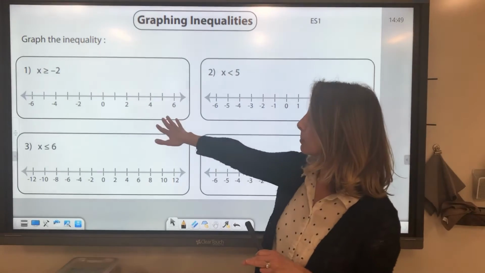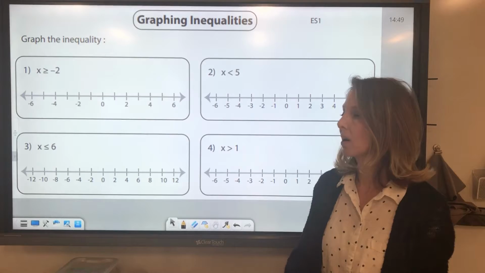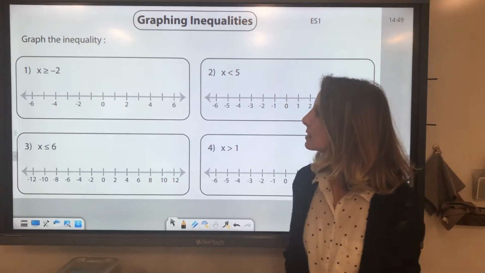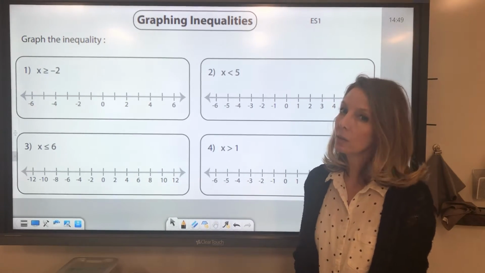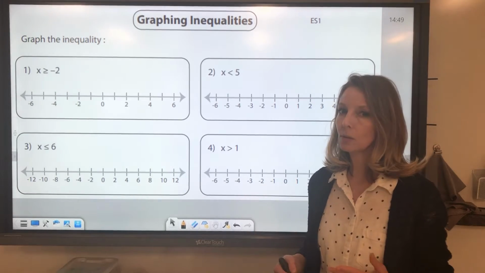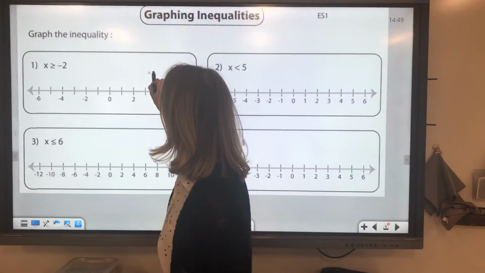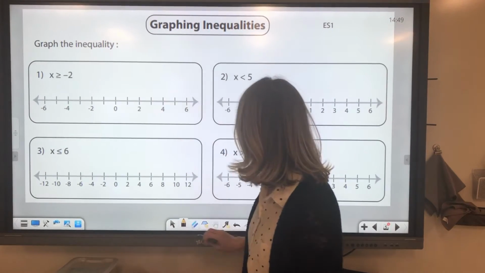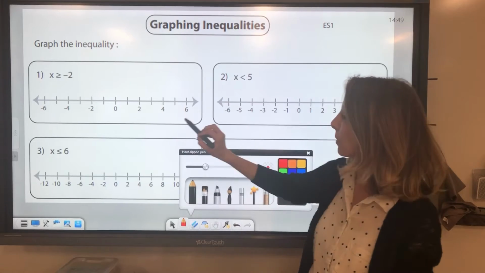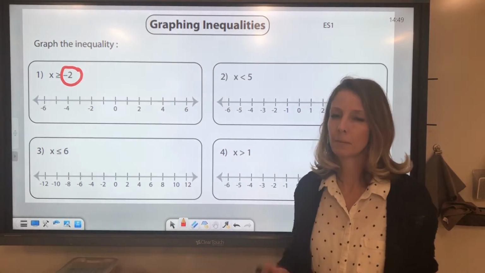So we have a number line here, and notice that they did skip around on numbers, which is fine. So we have x is greater than or equal to -2. The very first thing I'm going to do is find whatever number I have in my inequality, which is -2. I'm going to find that on the number line and put a circle there.